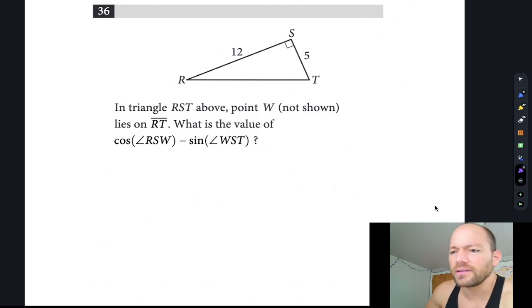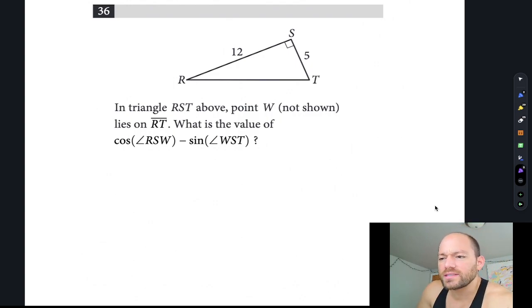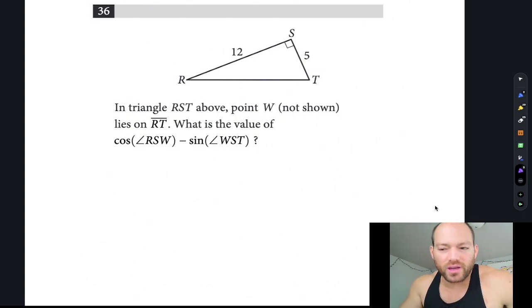Jeez. Okay. In triangle RST above, point W, not shown, lies on RT. What is the value of cosine of RSW and sine of WST? What a good example of a weird trig question, right? The kind of question where the unit circle doesn't seem to be helping here. The SOHCAHTOA doesn't seem to be really helping out.